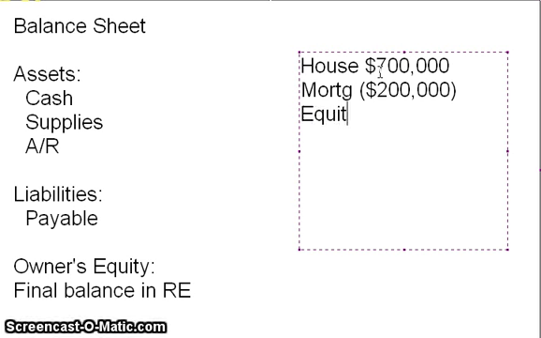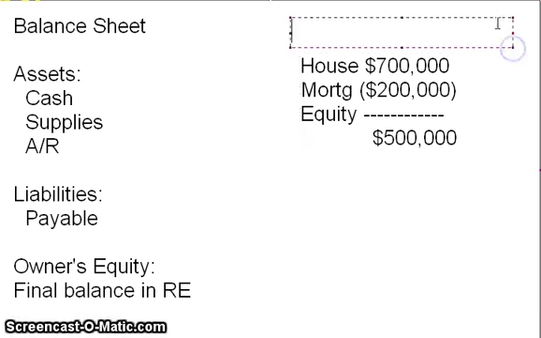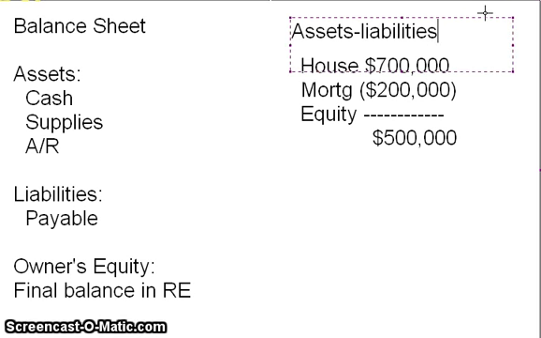Your equity in the house is $500,000. That's going to be your equity in the house. So the way that the balance sheet works is actually based on this little formula I'm going to put up right here. Assets minus any liabilities equal owner's equity. That little equation right there is pretty much one of the most golden equations of accounting. Assets minus liabilities equals owner's equity.